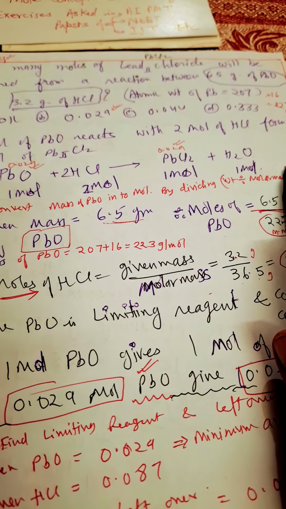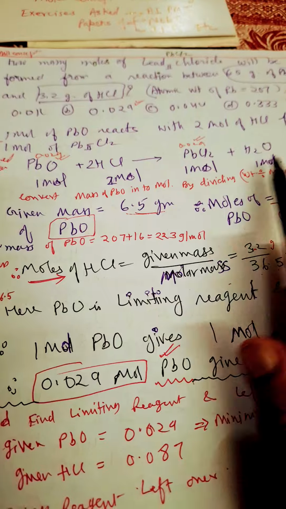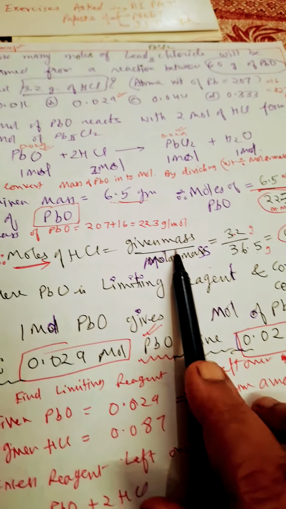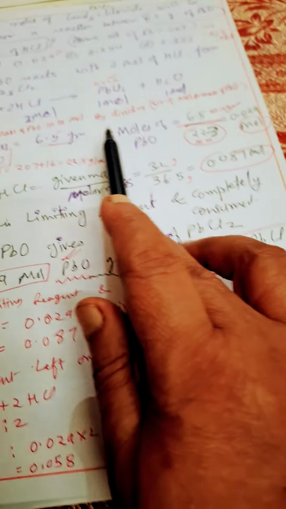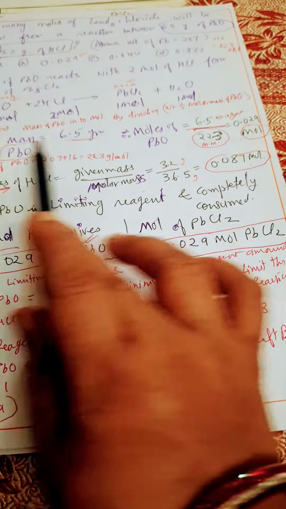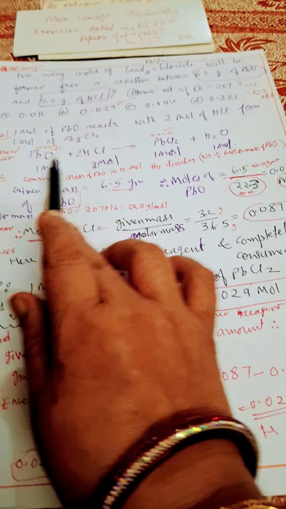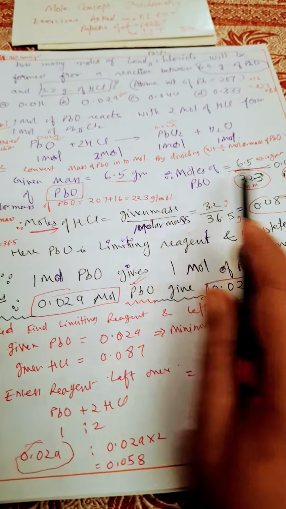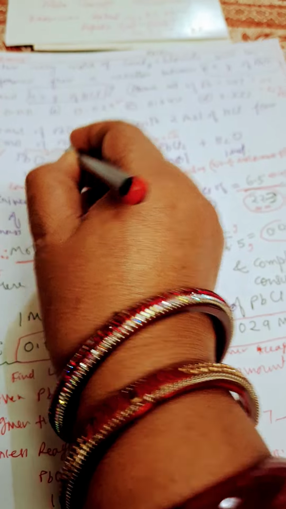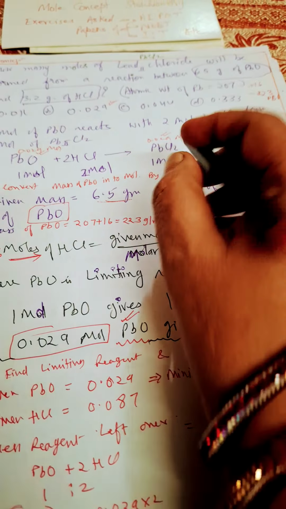and you have to write down the balanced chemical reaction. After balancing the reaction, you have to convert PbO into moles and HCl also into moles. So PbO into moles: 6.5 gram divided by molar mass of PbO. So we'll get moles of PbO, and 1 mole of PbO gives 1 mole of PbCl2, so the 0.029 mole which we have calculated will give 0.029 mole of PbCl2. So answer B is correct.